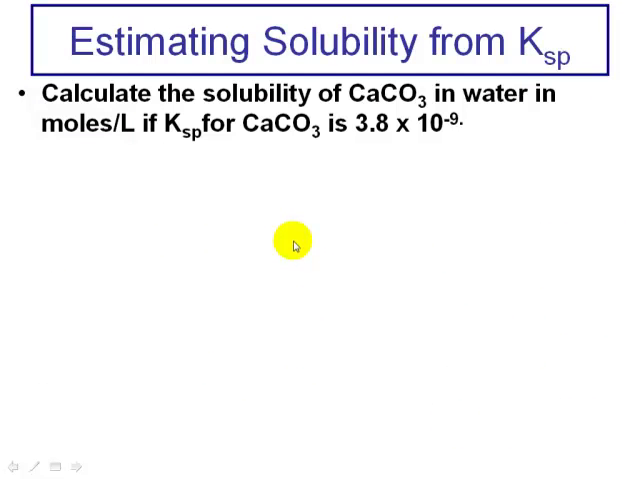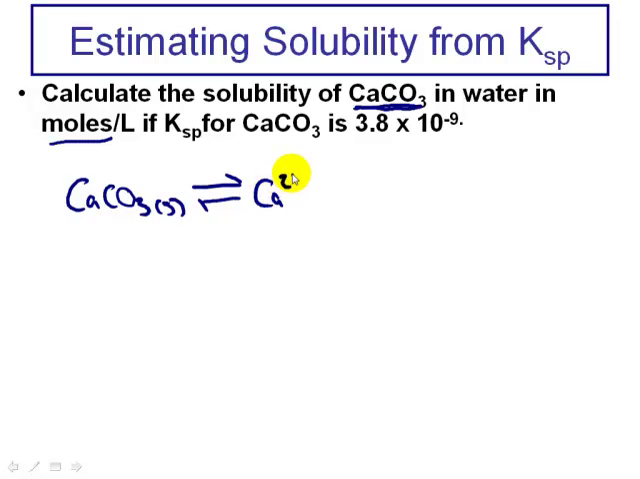The easiest way is to do an example. Okay? So this one says that we're going to find the solubility of calcium carbonate, another insoluble ionic compound, in water in moles per liter if the KSP value is that at a certain temperature. Okay, so if calcium carbonate dissolves, here's what that looks like. Okay, this is a relatively insoluble compound. It's going to dissociate in water, and it's going to form calcium ions and carbonate ions.